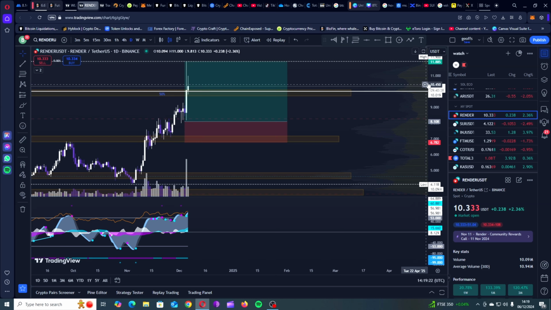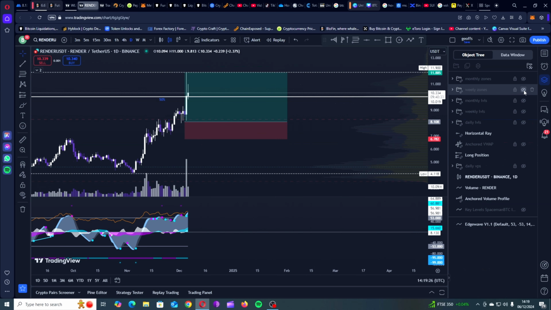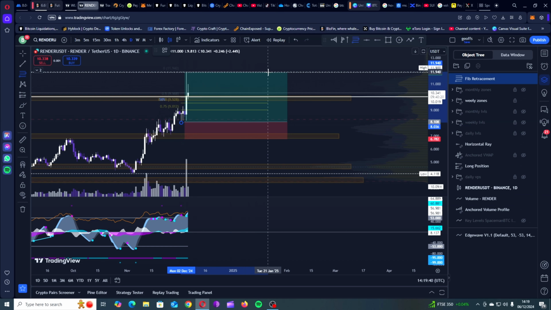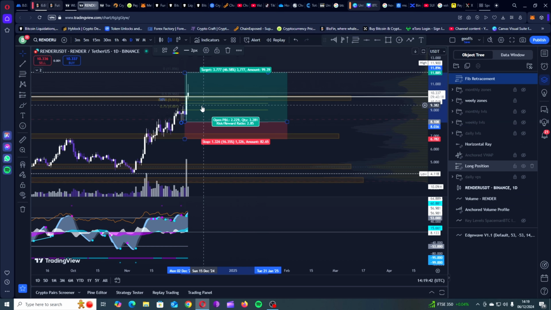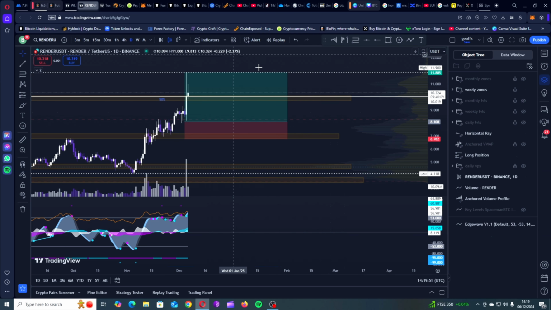Render, holding up fairly well. See how it's reacting from this weekly zone. I think it's a weekly zone. Lovely reaction in Render. If we can hold this zone, will really help us out a lot. So we've got another swing low to the swing high. Potential long around 9, between 9.5 and 9. Hopefully we can hold that zone. That would be lovely if we can hold that zone.